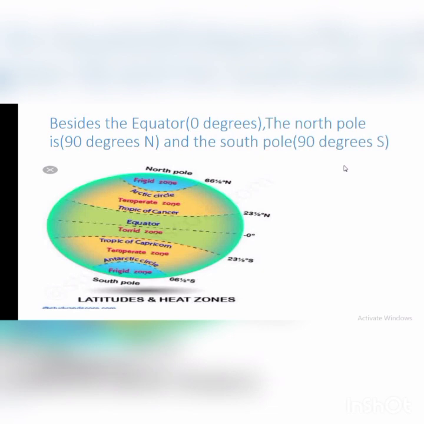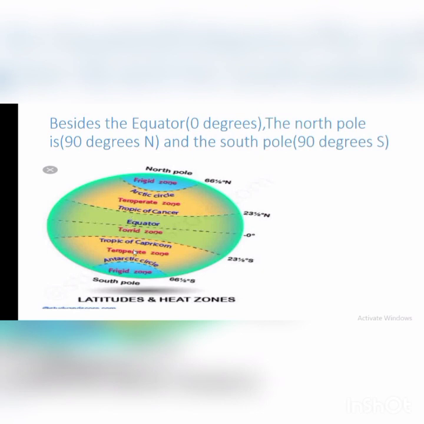Coming to the torrid zone. The midday sun is exactly overhead at least once a year on all latitudes between the Tropic of Cancer and the Tropic of Capricorn. This area receives the maximum heat and is called the torrid zone.